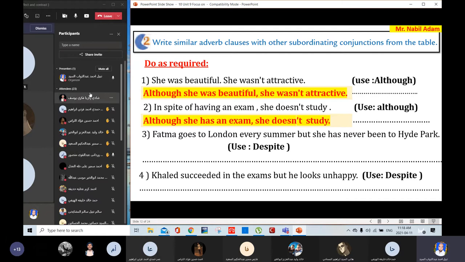Despite of Fatma going to London every summer, she has never been. Yes, teacher. Fatma goes to London every summer but she has never been to Hyde Park. Despite that, Fatma goes to London every summer, she has never been to Hyde Park. No.